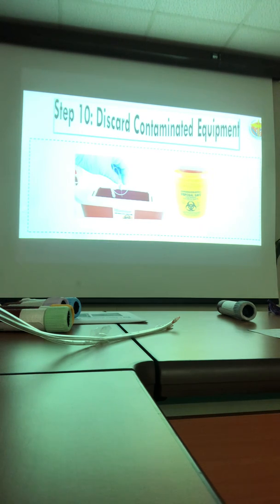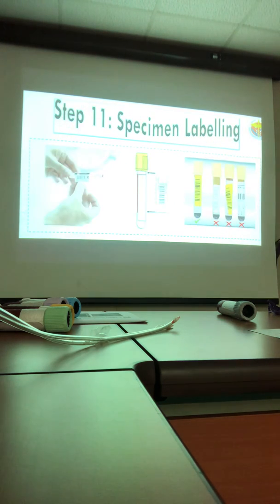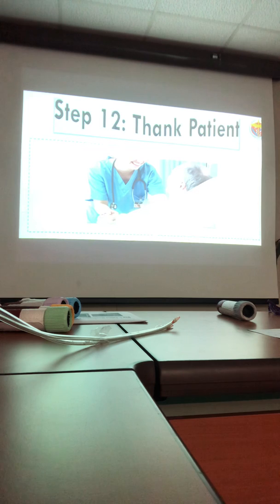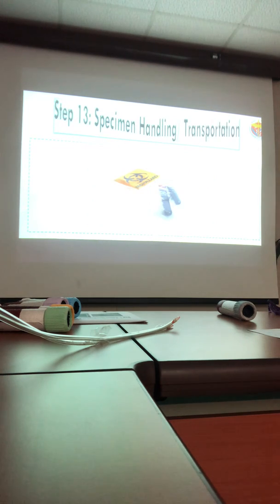Step number 10, when I finish the venipuncture, I will discard the contaminated equipment in the proper way: sharps in the sharps container, or in a biohazard bag. Gloves or cotton go inside the yellow bag, and papers or something like this in the black bag. Step number 11, specimen labeling. The label should be placed vertically for reading the barcode. Step 12, thank the patient. Step 13, specimen handling and transportation.